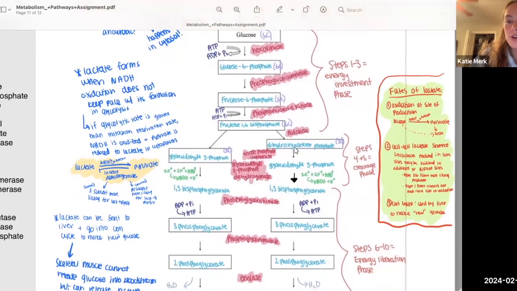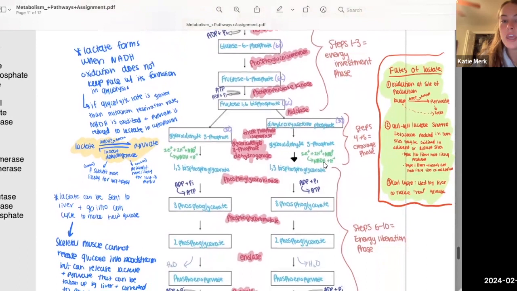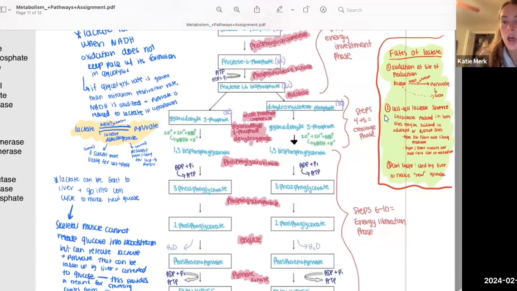And then aldolase will convert our fructose 1,6-bisphosphate to dihydroxyacetone phosphate, which is a 3-carbon molecule, and it converts it into glyceraldehyde 3-phosphate as well. It splits that into 2 3-carbon molecules. And then triose phosphate isomerase will isomerize the dihydroxyacetone phosphate to glyceraldehyde 3-phosphate. And then the same thing is happening on each side from here on out. And those two steps are the cleavage phase.